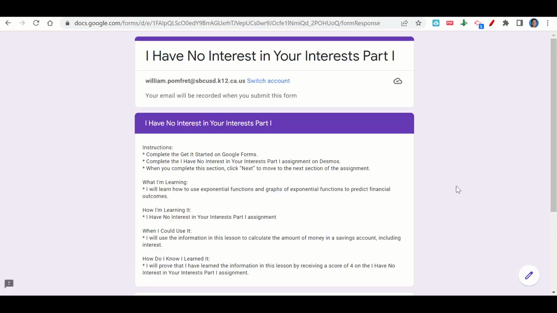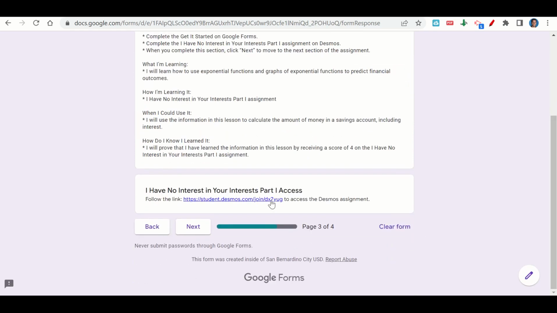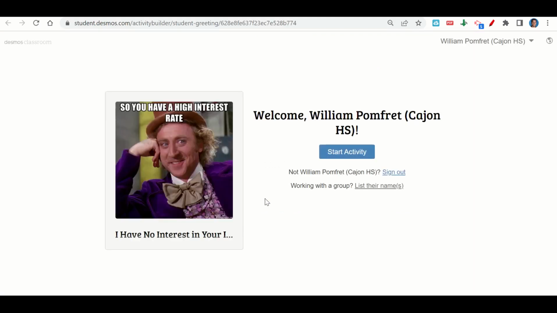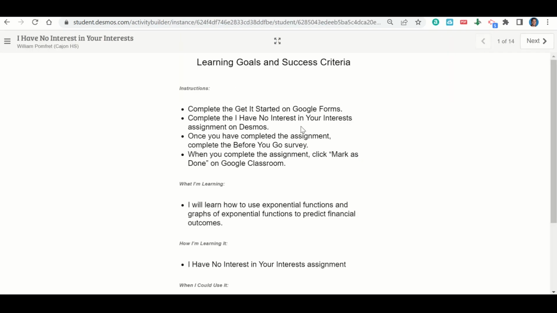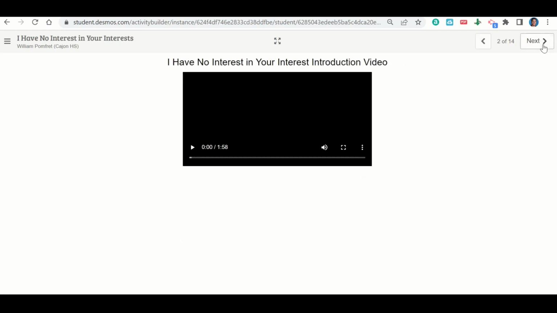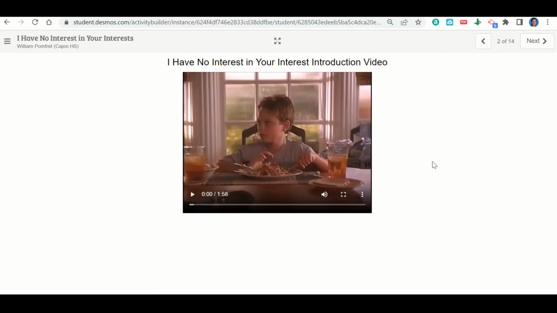Let's take a look at the I have no interest in your interests part 1 assignment. The assignment begins with our learning goals and success criteria. If we scroll down, there's a link here to take us to the Desmos activity. If we click on that link, it takes us to a page that looks like this. Go ahead and click Start the Activity. Now it begins with our learning goals and success criteria here as well, so we'll go ahead and click Next. There's an introduction video here for you to watch.